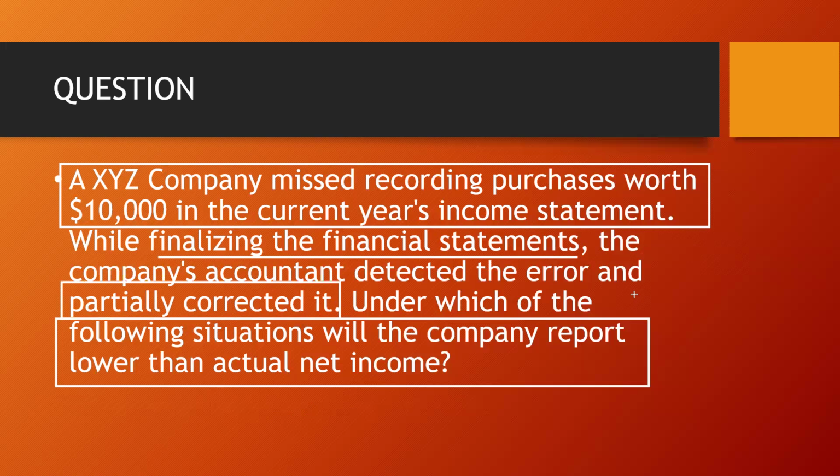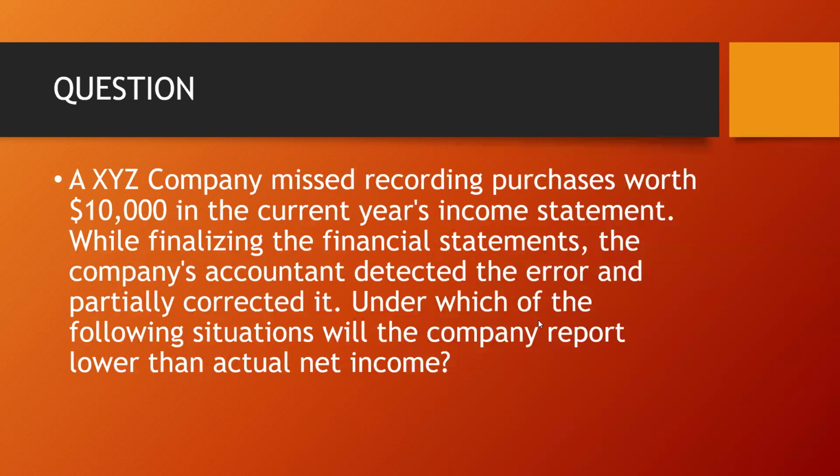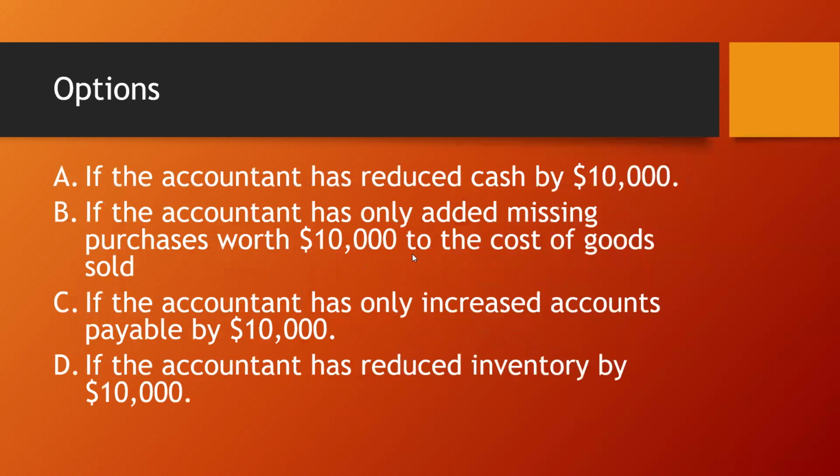The most important thing in a question is you need to read what they are asking, the last line. Under which of the following situations will the company report lower than the actual net income? So we need to look into the options. So these are the options. Sorry, the options were jumbled. In this question, they gave 4 options.